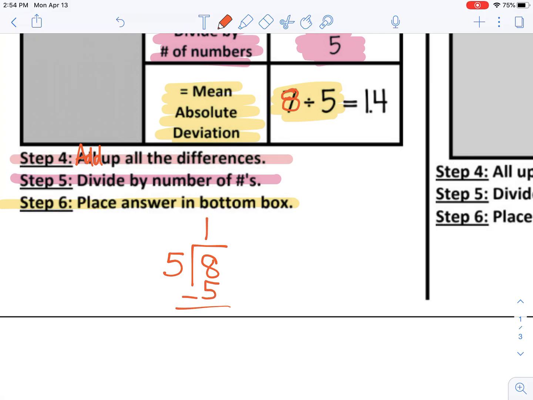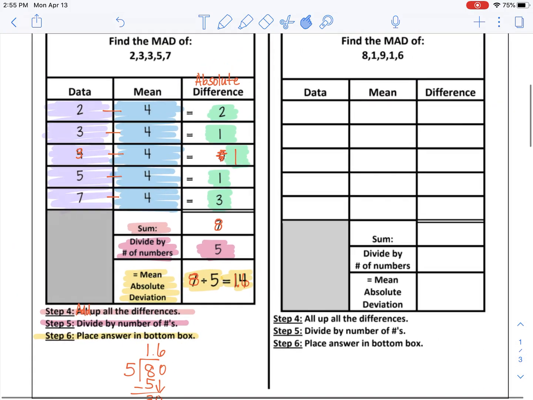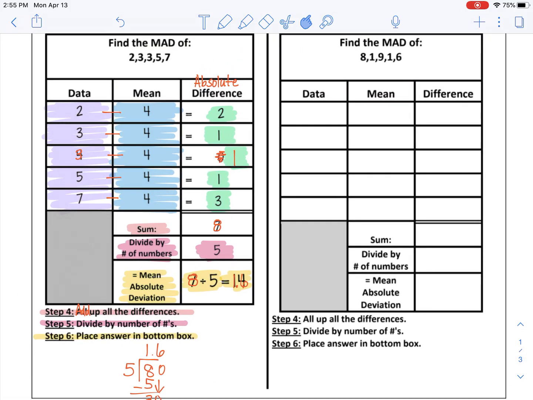Goes in 1 time. Bring a 0 down. Goes in 6. So this changes our mean absolute deviation right here. Instead of 1.4, it's going to be 1.6. You can see by that one little error in numbering that changed a few of our answers. So I'm going to go through this again, and I'll probably talk through it one more time.